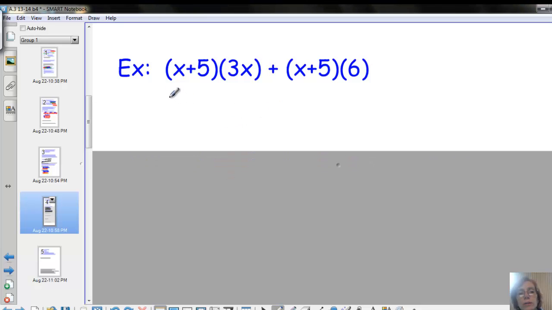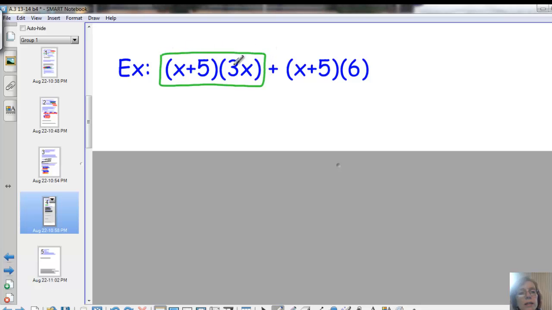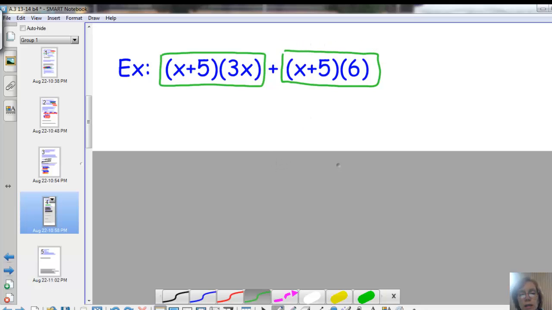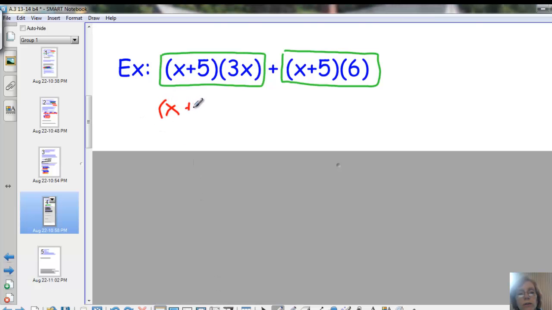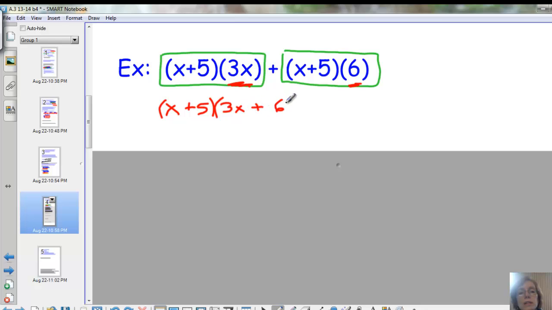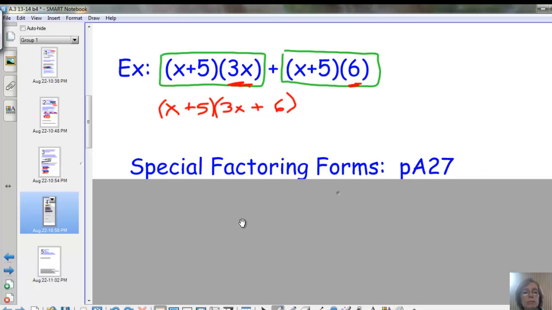And if we're going to factor this out, please notice that this is one term here, and this is one term here. And so we're going to say, is there anything common to these two terms? Anything that they share? Well, they both have an x plus 5, so we can factor that out in front. And if we factor that out, what's left but the 3x and the 6? So we have 3x plus 6. And now that is factored.